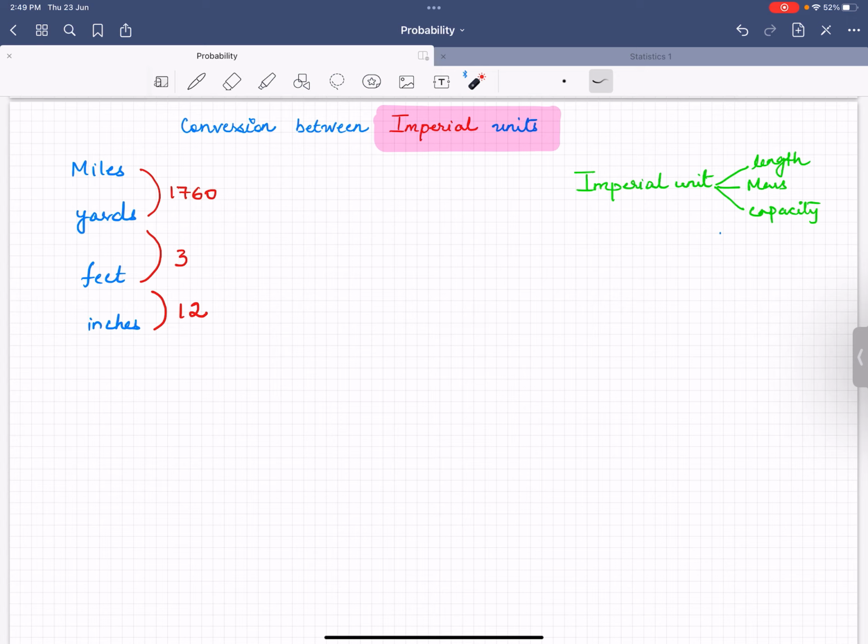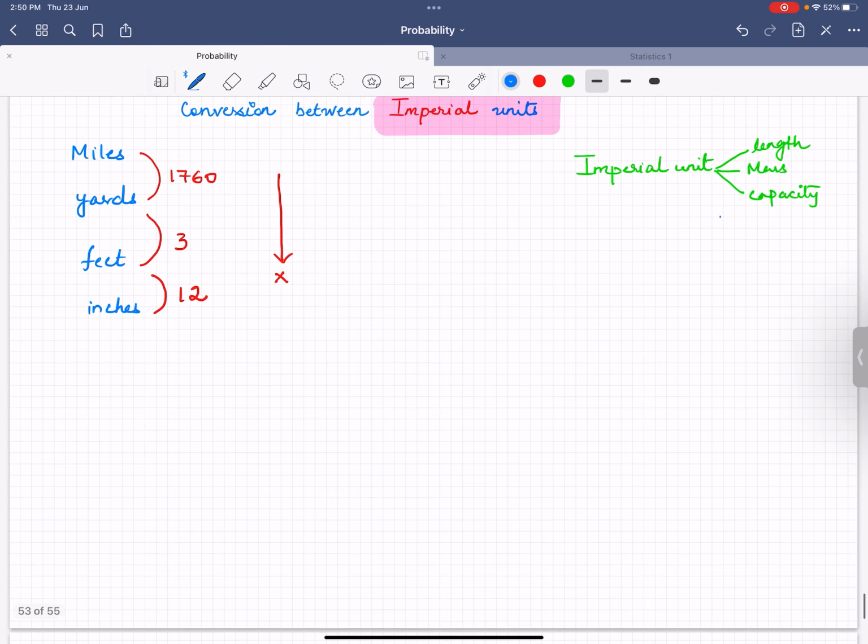We have written units in descending order, which means we have written bigger units up, and as we go down gradually, the units are smaller units. When we go from bigger units to smaller units, we multiply. And when we go from smaller units to bigger units, we divide. Let us understand by doing a few real life examples.